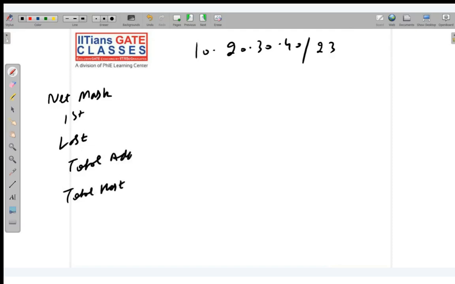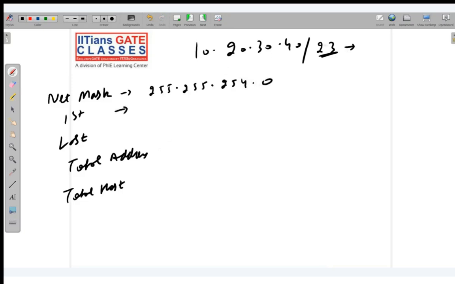Okay, so very simple question. Net mask is very easy. 23, so try to make 23 ones. So 255.255, and if I put 255 here, it will be 24 ones, but I need 23 ones, so subtract 1 from here, and you will get 254.0.